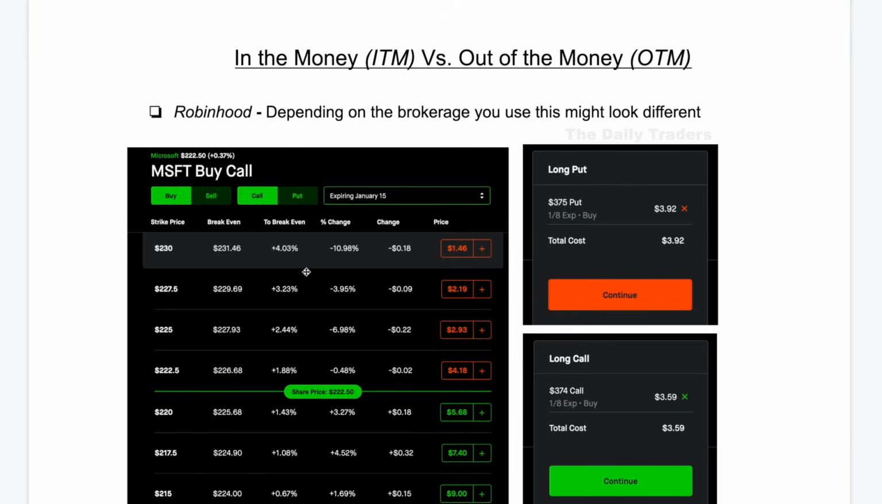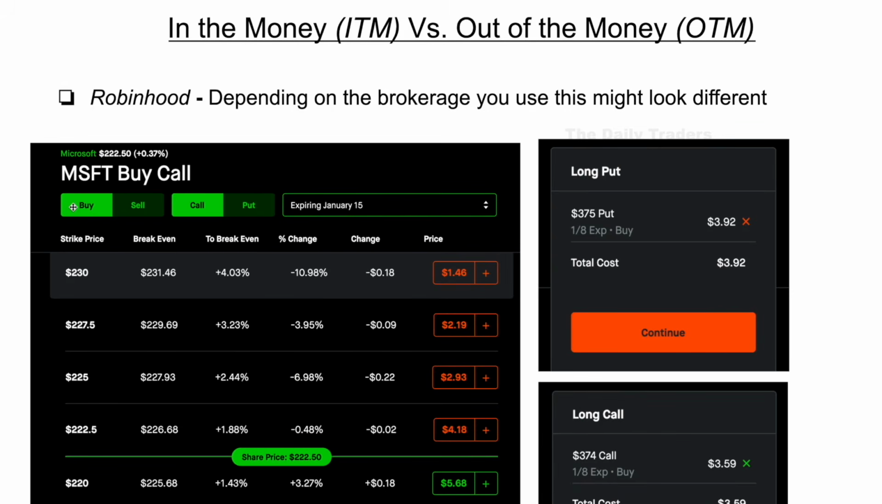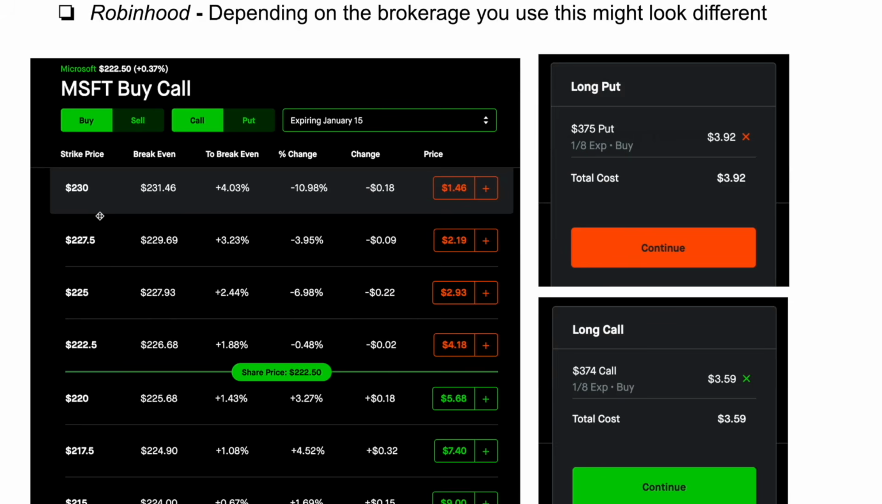Okay, so what is an out of the money call? Now that is going to be anything the opposite direction, anything above the in the monies, which is going to be anything above $222.50. These are going to be out of the money. The 225, the 227.5, the 230. Okay, so that's going to be if you want to buy a call. That's in the money, that's out of the money. So that's for buying calls.